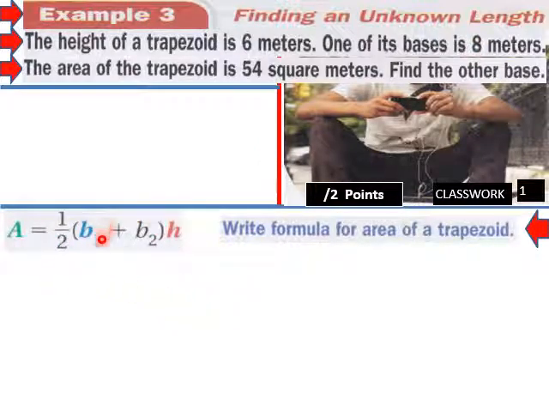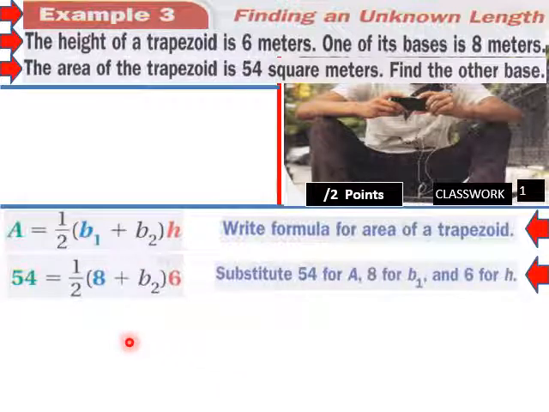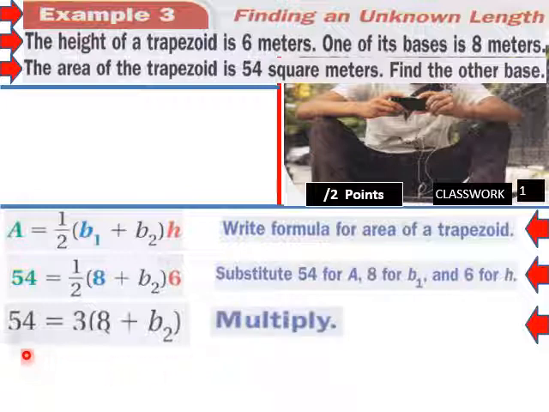Here's our formula here for finding the area of a trapezoid. Area is 1/2 of base 1 plus base 2 times height. So we have 54, which is the area, and we have one length here. The base is 8 meters, and we don't know base 2. We have our height here is 6, so we substitute these known quantities into this formula here. So we have 54 equals 3 times the quantity 8 plus b2, because 6 times 1/2 is 3.